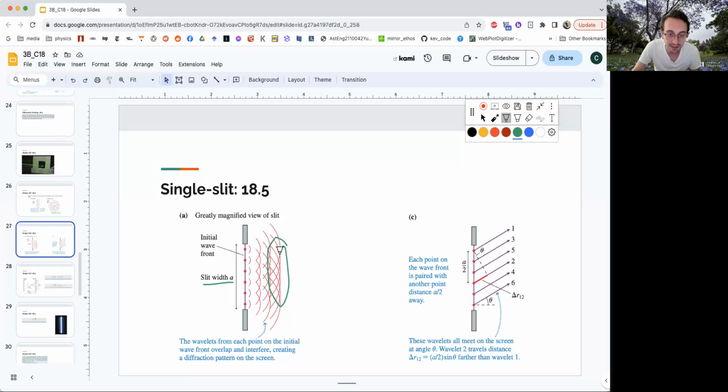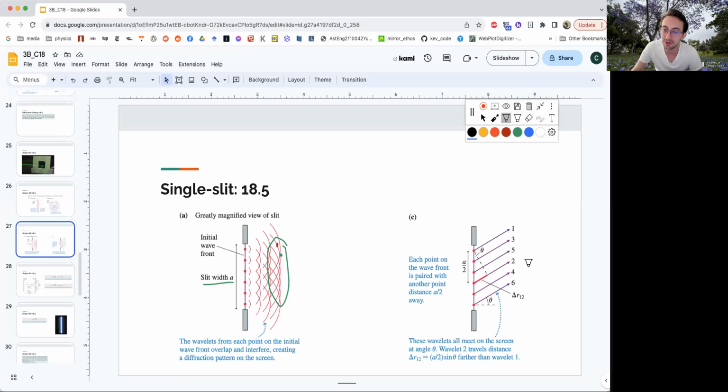You can see that at some places, the two lines will be crossing. That will be constructive interference. At other places, we have a line crossing the gap between two, and that would be destructive. That would be a dark spot. There's a whole explanation in the book on how we can go from Huygens' principle to the equations that we will see momentarily.